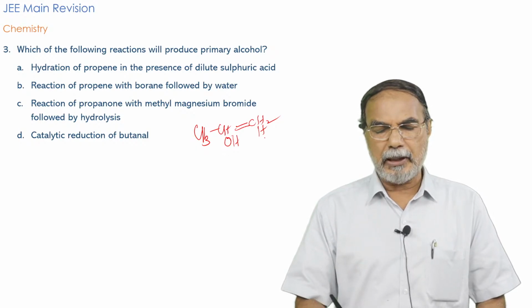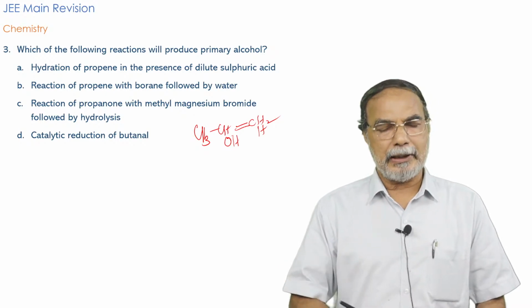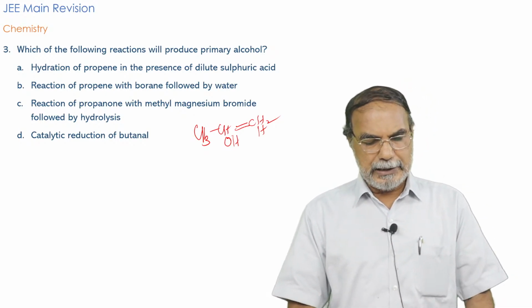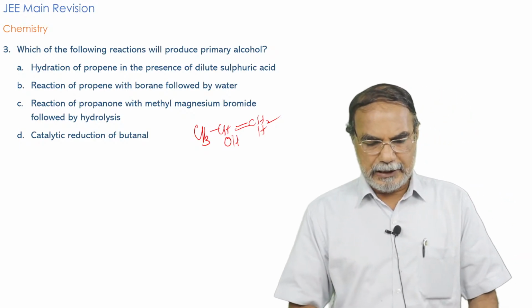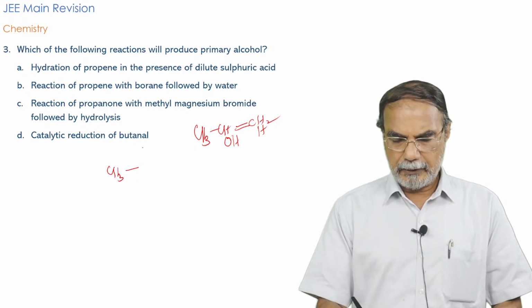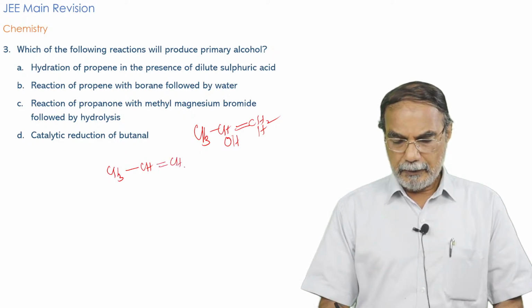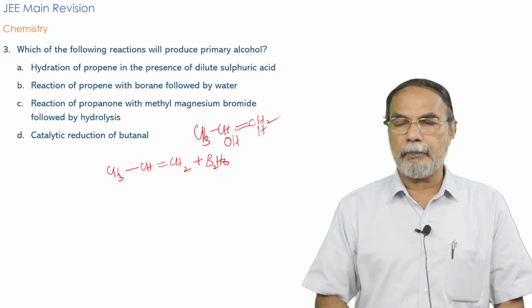It's not a primary alcohol, it's a secondary alcohol. So that means option 1 is not correct. Now what about the second option? The second option is reaction of propene with diborane. It is simply given as borane. So the simplest borane is diborane. So diborane, B2H6, can react with this compound.